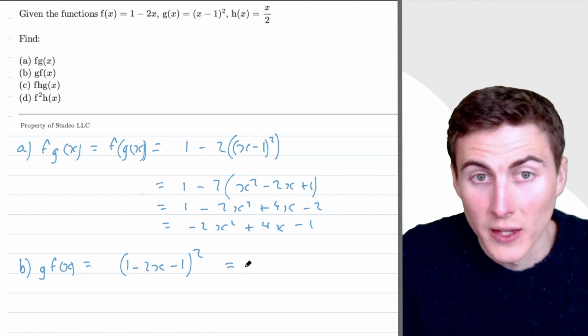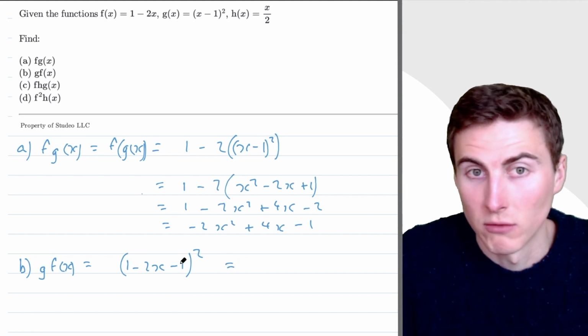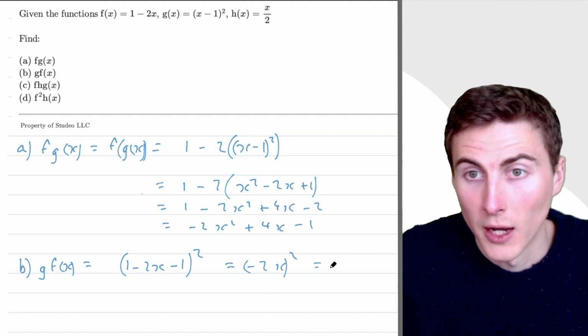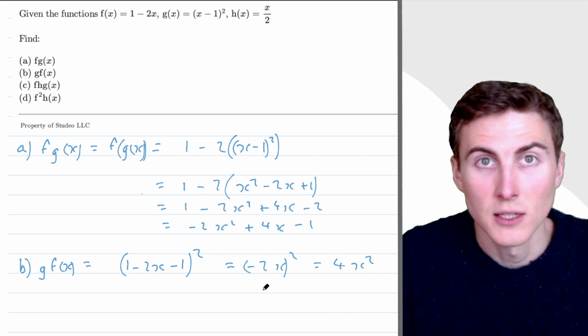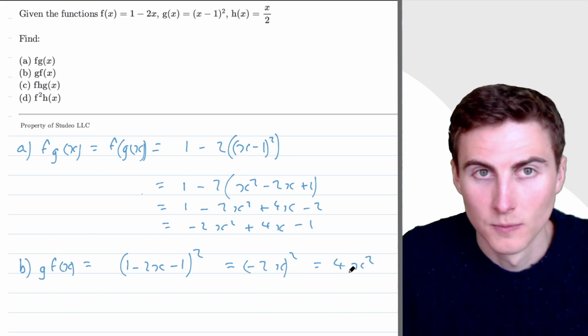So that's going to simplify to 1 minus 1 is just 0. So we've got minus 2x squared, and that will just become 4x squared. So that's it. g f of x is 4x squared.